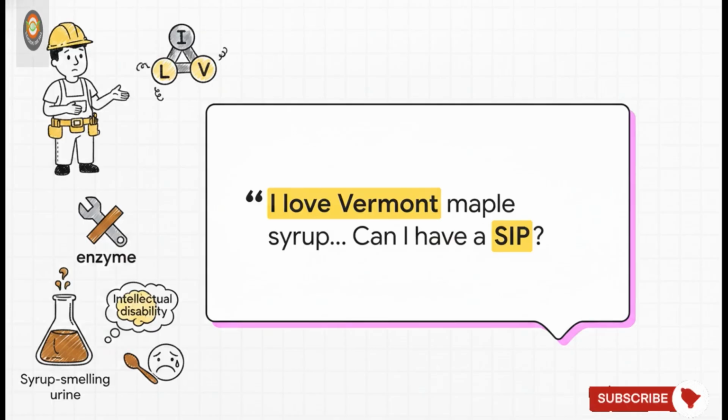And SIP stands for the tragic hallmark symptoms of the disease: syrup-smelling urine, intellectual disability, and poor oral intake. Again, the absence of just one enzyme changes everything.